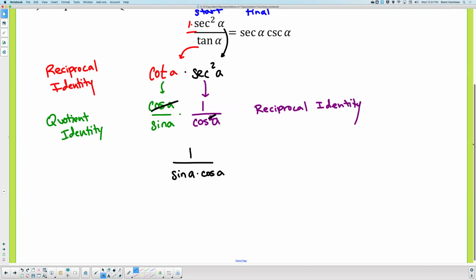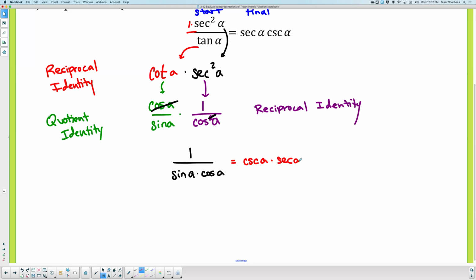Now I have a question for you. Do you know what 1 divided by cosine is? That's secant. Actually, I'm going to write it in the way we have it. What's 1 over sine equal to? Cosecant. 1 over sine is cosecant. What's 1 over cosine? Secant. This becomes cosecant times secant.